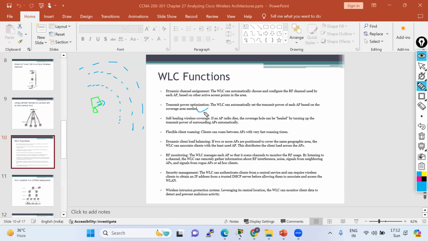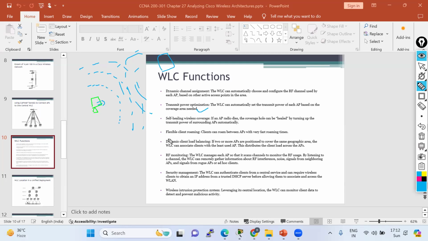But while managing the power, it's very important that we also take care of interference. Let's suppose I'm giving too much power and there is a neighboring AP that also has too much power, the signals are going to interfere in that case, so you have bad quality of network. So this also needs to be taken care of.